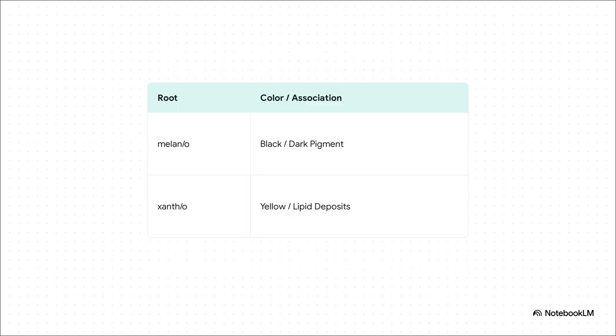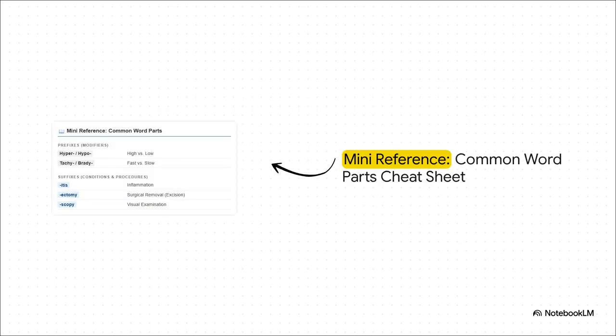Wrapping up our colors, we have melano, which associates with black or dark pigment. Think melanin or melanoma. And then xantho associates with yellow, which usually points to these yellowish lipid deposits in the tissue. Now, the absolutely crucial takeaway here is that you do not need to memorize the entire medical dictionary. You just need to know these building blocks. Definitely grab your phone and snap a screenshot of this quick reference guide right now. It's basically your ultimate visual cheat sheet for all the common prefixes, conditions, and procedure suffixes we covered today.